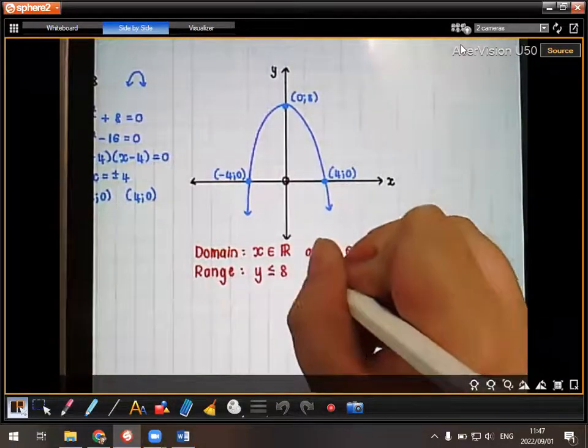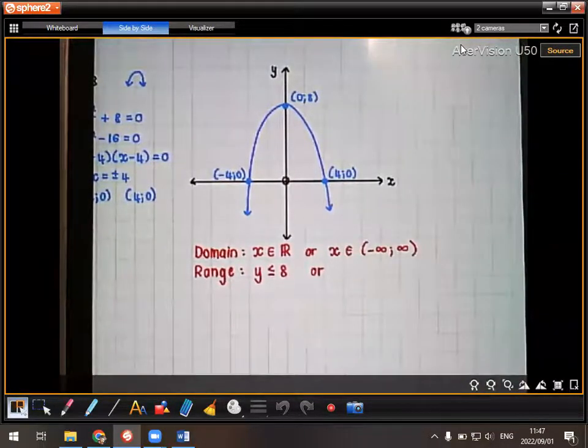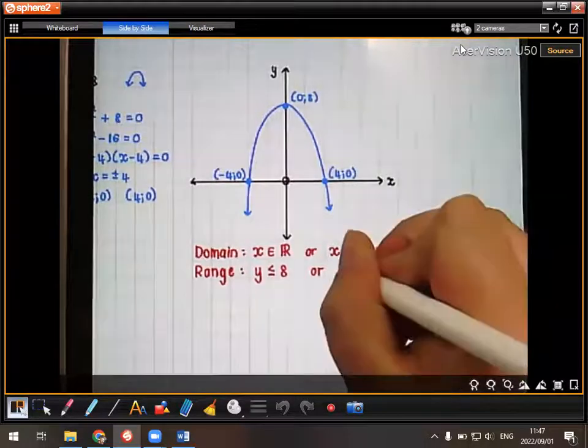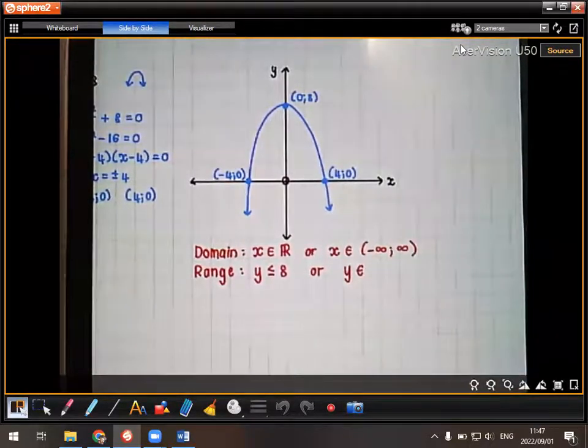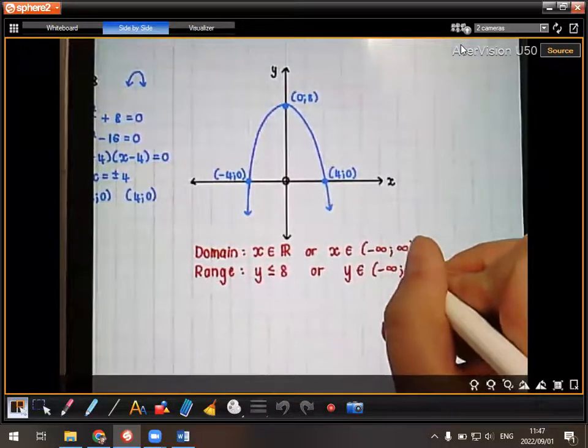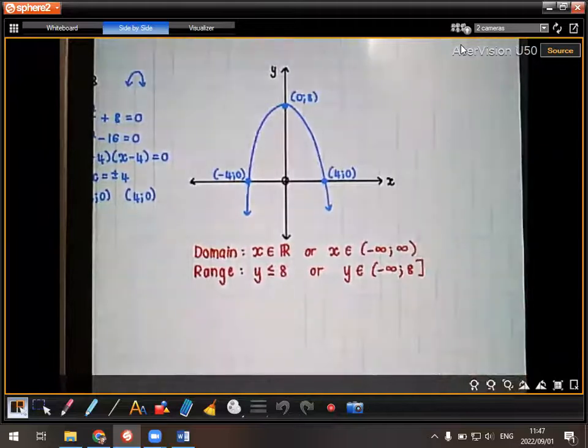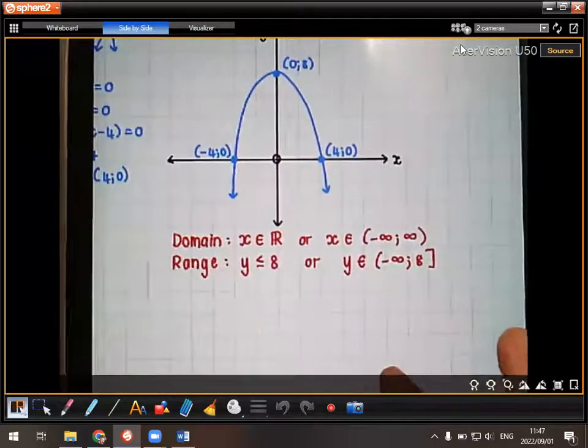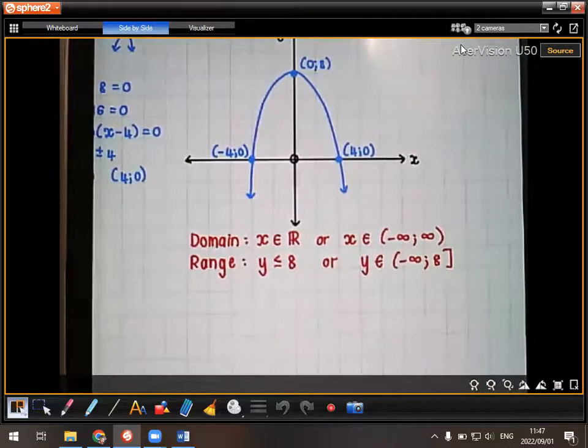Guys, if we want to write this in interval notation, how would I write this? Yes, but which one must I write first? Smallest one always first, so negative infinity to 8. And now because there is actually a point with a y value of 8, you have to use a square bracket for that. Guys, infinity and negative infinity will always be a round bracket. That won't ever change.